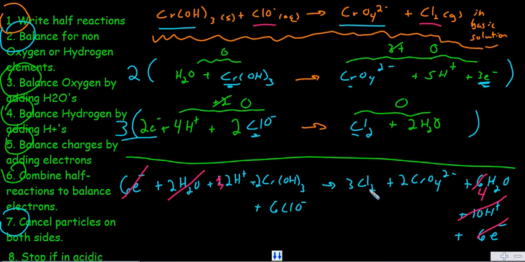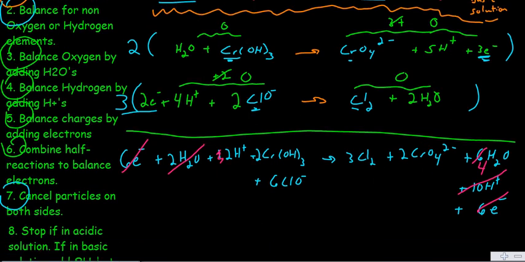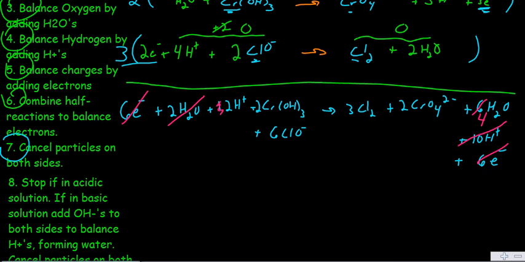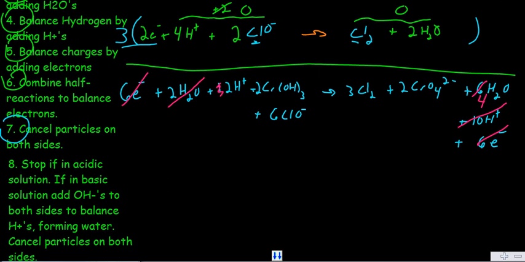Now, step number 8. If you're in acidic solution, stop. You're done. If you're in basic solution, like we are in this problem, then you need to add hydroxides to both sides to balance those H pluses. You see, there can't be any or many available protons in a basic solution. So instead, we neutralize them by adding hydroxides to form water. So how many hydroxides do you add to both sides? 2. So add 2 hydroxides to both sides.